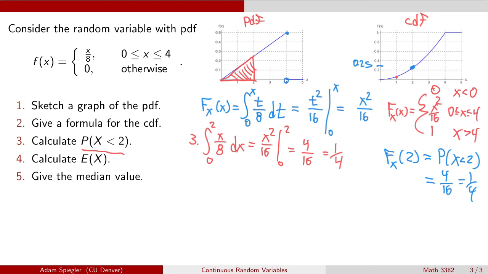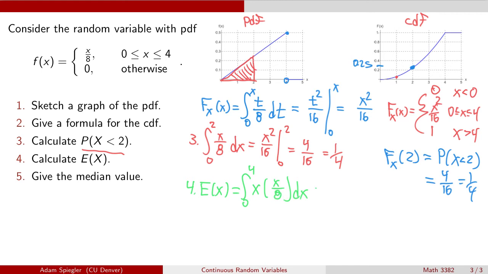Okay, so next, if we want to calculate the expected value of random variable x, then what we need to do is evaluate the integral from negative infinity to positive infinity, which means the minimum value of 0 up to the maximum value of 4 for this random variable, of x times the PDF. So the PDF was equal to x over 8. That goes over here. The expected value is equal to x times the value of the probability density function.